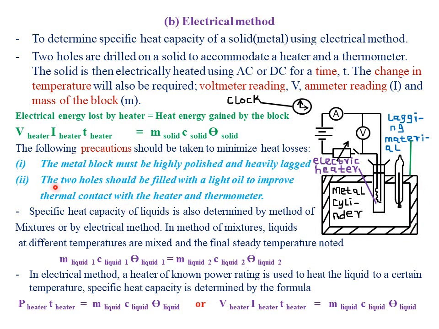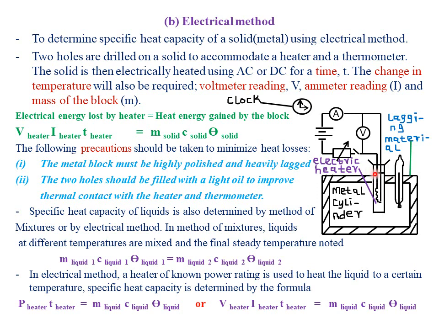Then the other precaution that can be taken to minimize heat losses to the environment is that the two holes should be filled with a light oil to improve thermal contact with the heater and the thermometer. Remember here we said that we usually make 2 holes. You drill 2 holes to accommodate the heater and the thermometer. So the 2 holes that are drilled are usually filled with some light oil. Remember, those holes can be a source of heat loss.